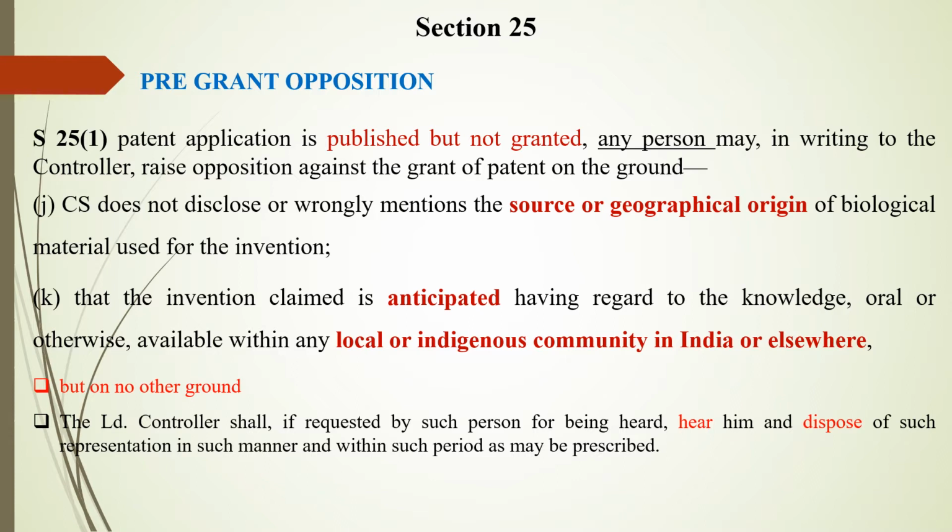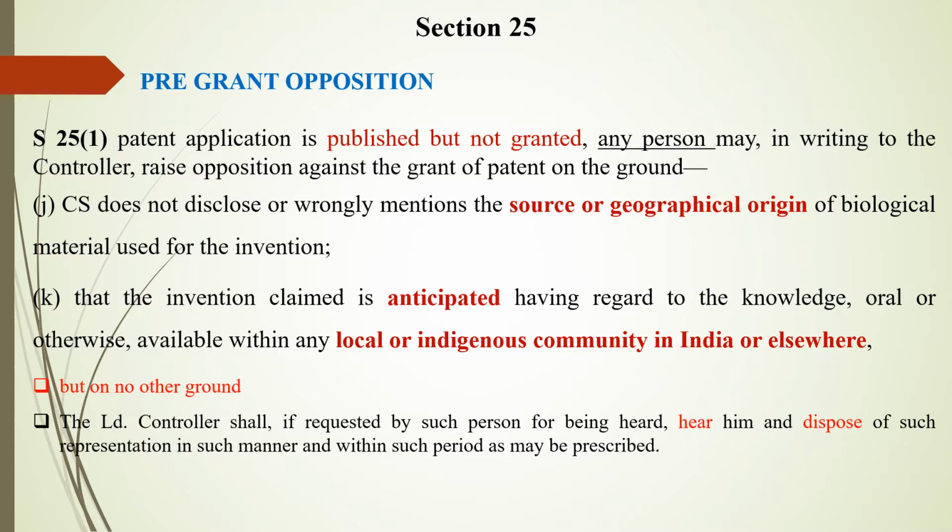Ground K. The invention claimed is anticipated having regard to the knowledge, oral or otherwise, available within any local or indigenous community in India or elsewhere. Ground K also deals with anticipation, but in this case, the subject matter of the patent application is known orally or in any other way within a local or indigenous community in India or anywhere in the world. Then also pre-grant opposition may be raised against that patent application.